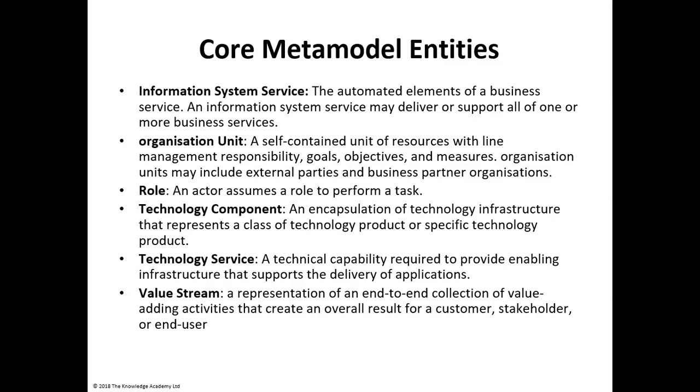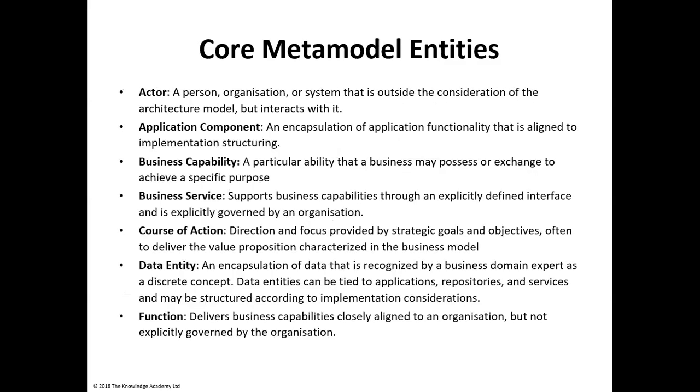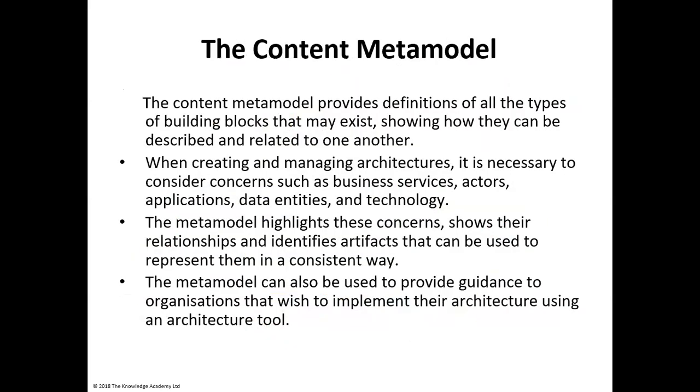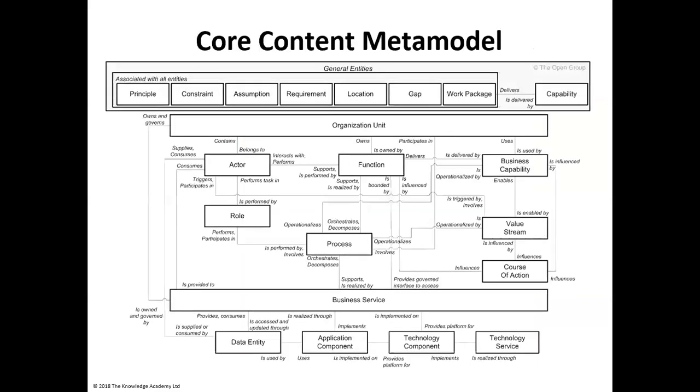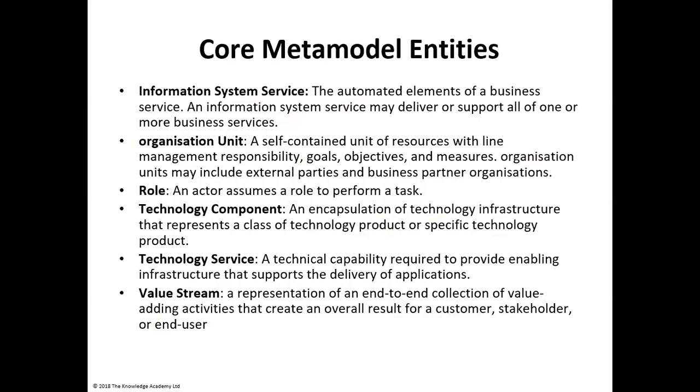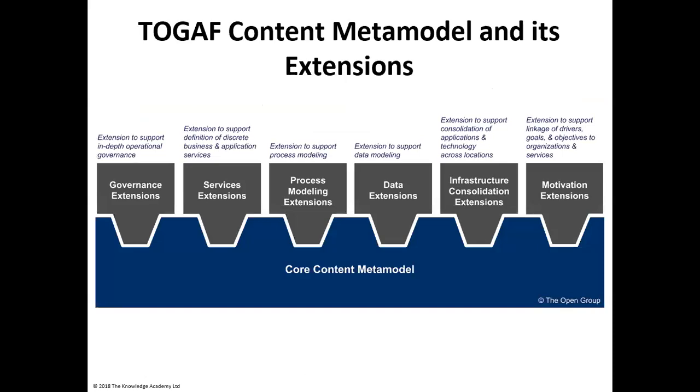However, exceptions are there. For example, if the project manager leaves the job, I have no other option but to make the changes. But as per the principles of TOGAF, once you decide on all these core entities, you cannot change them. Changes can be done only to the extensions. So which are the extensions here? TOGAF has given us six extensions to make changes: governance extension, services, process modeling, data, infrastructure, and motivation.